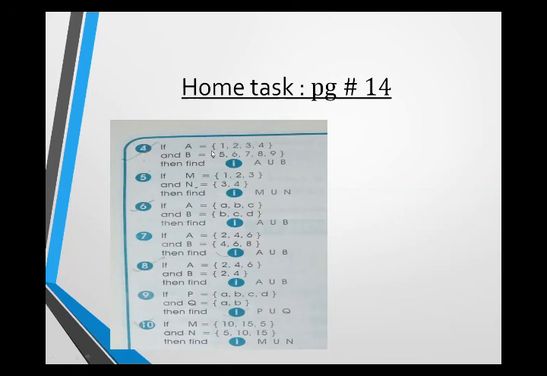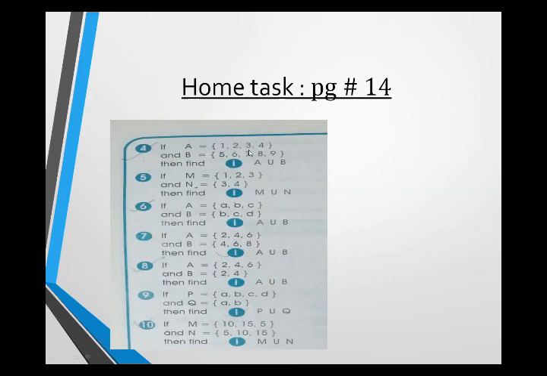Now here firstly, in question number 4, we have a set A is equal to 1, 2, 3 and 4, and we have a set B is equal to 5, 6, 7, 8 and 9. So identify them. These are disjoint sets. And I already discussed how to find the union between two disjoint sets. Then here you find the union between two disjoint sets. Students, you should complete all the questions from this exercise, from question number 4, question number 5, question number 6, 7, 8, 9 and 10.